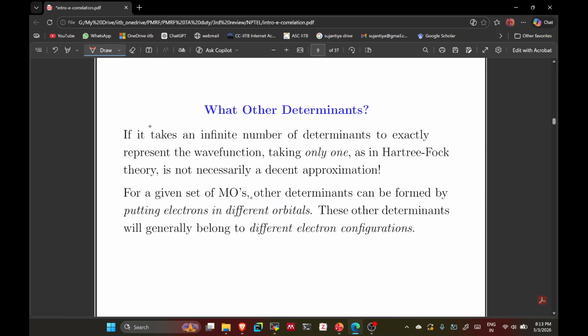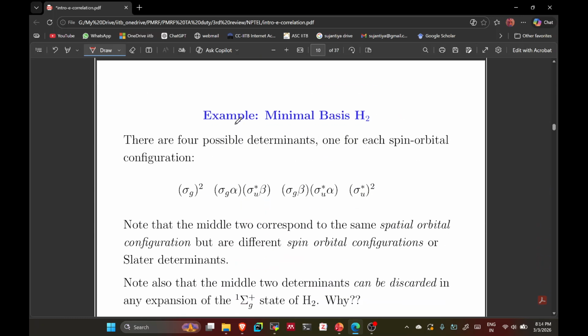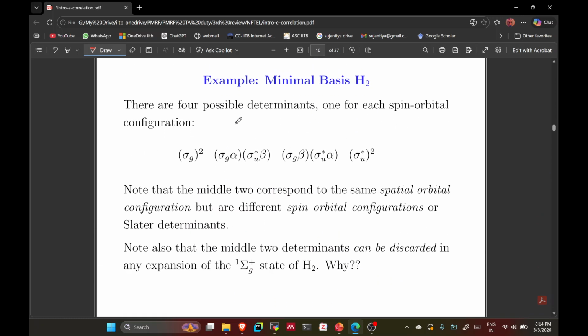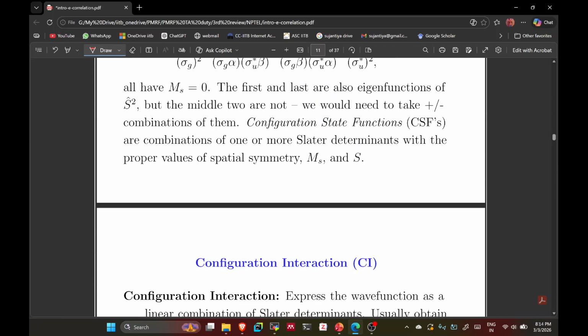Now, what about other determinants? If it takes an infinite number of determinants to exactly represent the wave function, taking only one as Hartree-Fock, we have already mentioned, is a decent approximation. For a given set of MOs, the other determinants can be formed by putting electrons in different orbitals. These other determinants will generally belong to different electronic configurations. This we already have discussed, and there will be a pictorial depiction of the same. Right? So now look at this example.